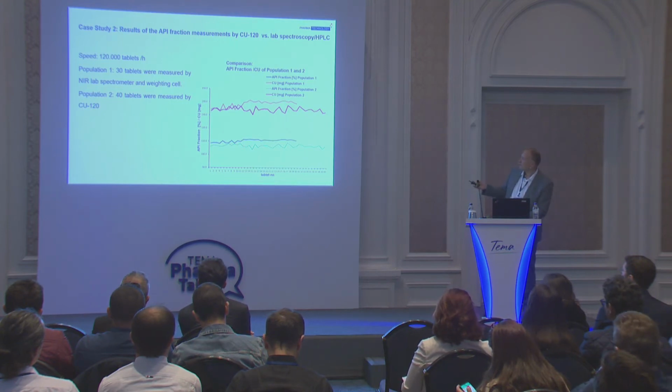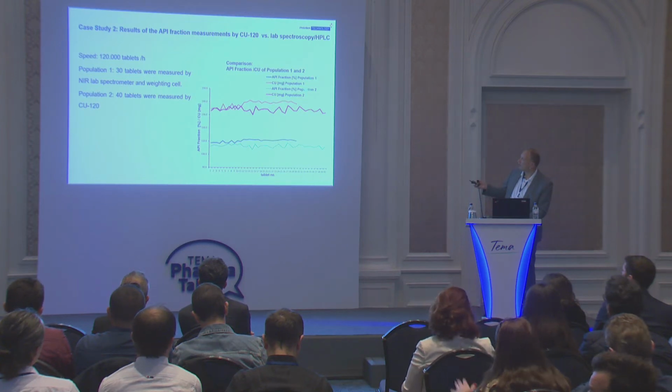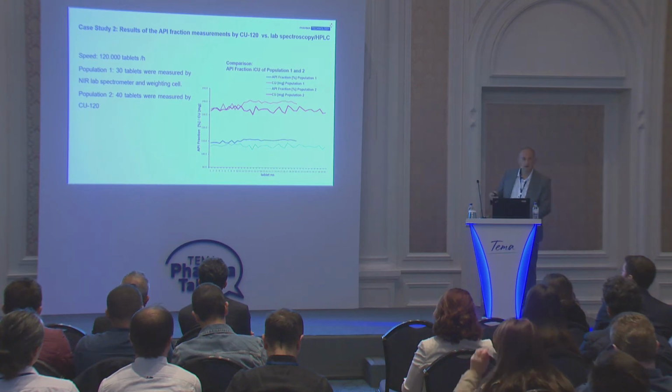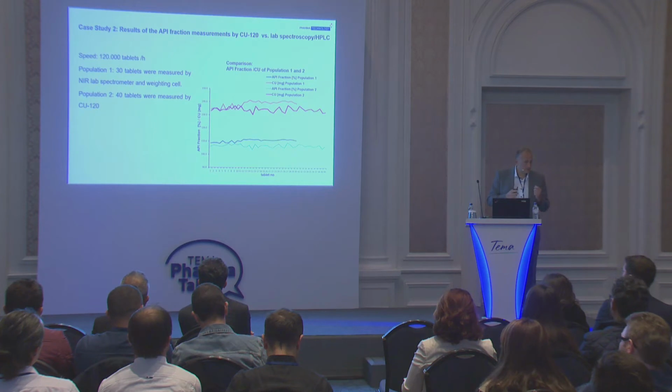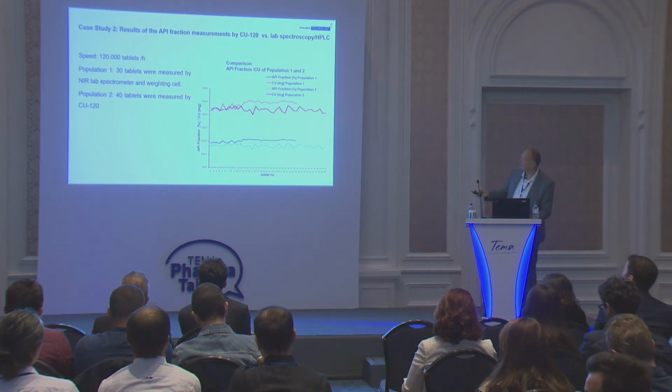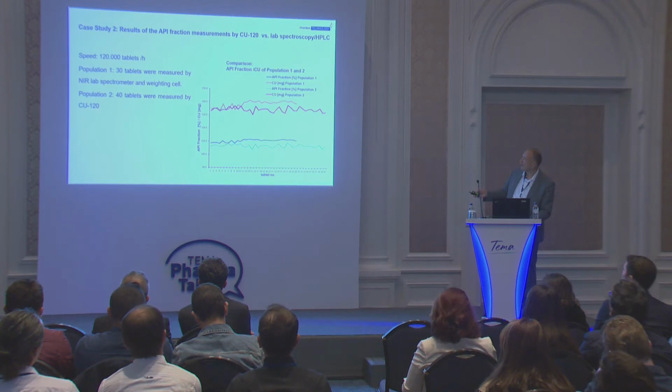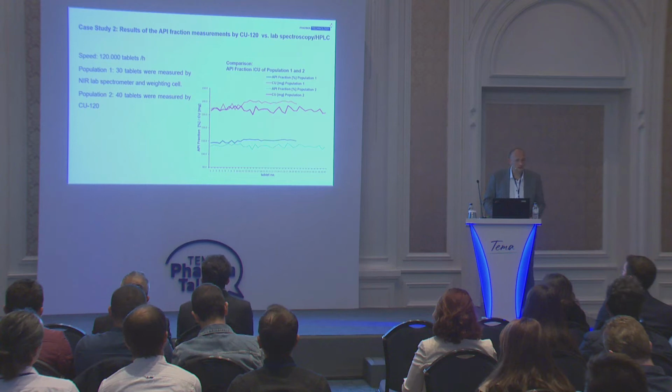That means we have now to compare the API fraction of population 1 with the API fraction of population 2. And of course, the content uniformity, if we also take the mass of these tablets into consideration of population 2 with the CU. So you see that they are in the same direction. That means the CU120 works for content uniformity inspection.